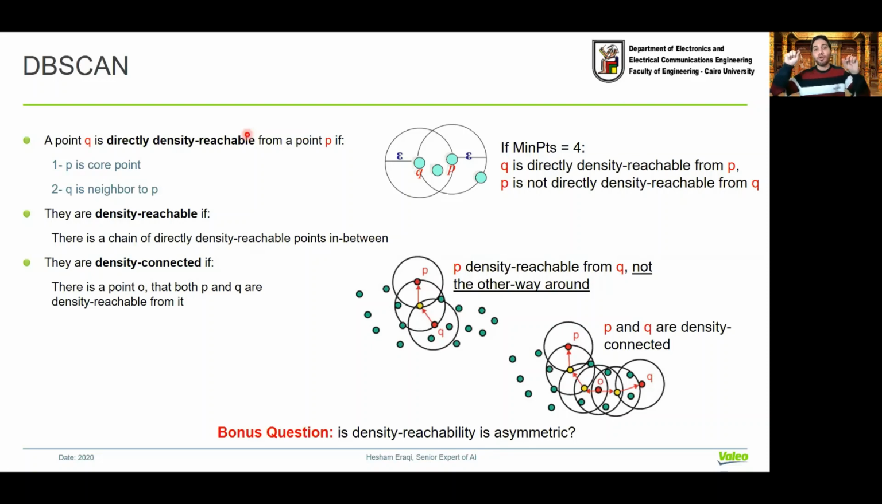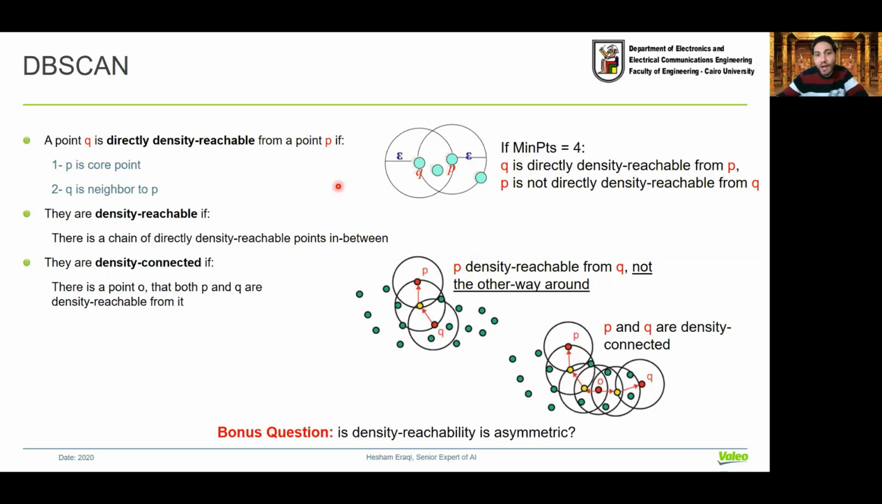So if a point is directly reachable from another point, it is not guaranteed to be the other way around. This is for the direct density reachability, and the same for the indirect density reachability. When we say density reachability, by default we mean indirect density reachability. But what about density connectivity? If a point is density connected to another point, it is the other way around as well. So density connectivity is a symmetric operation, but density reachability is asymmetric.